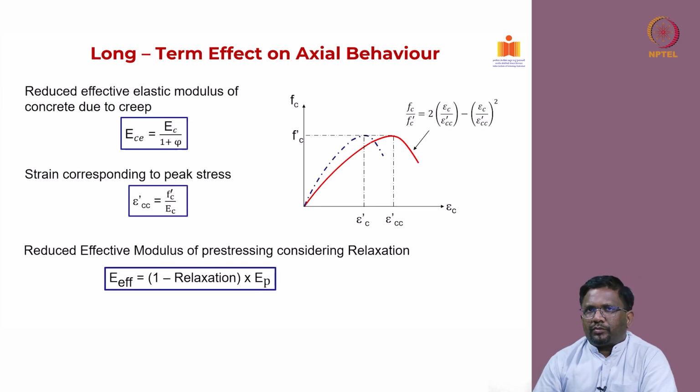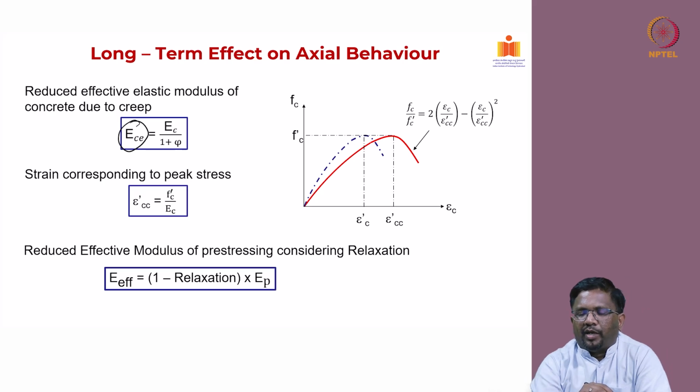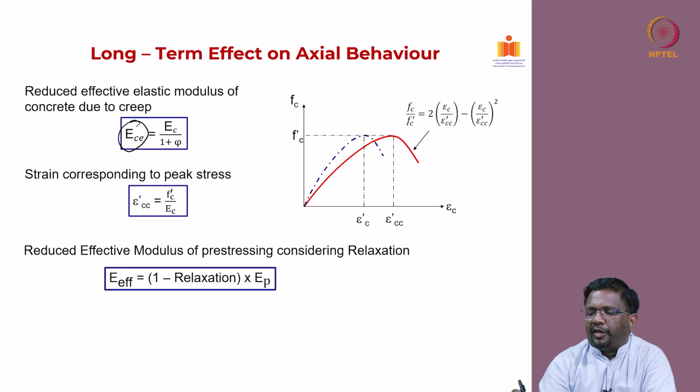Now, why do we need to consider this long term effect? We have seen when we discussed the effect of creep that creep produces additional strain in concrete at a constant stress. So effectively it is reducing the elastic modulus of the concrete. So somehow I have to account for this effective elastic modulus, which is nothing but Ec divided by 1 plus phi, where phi is the creep factor that we have discussed.